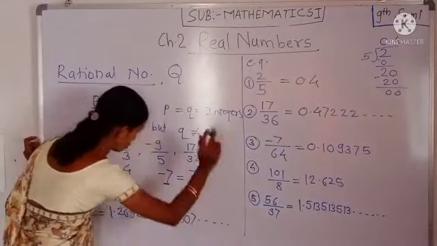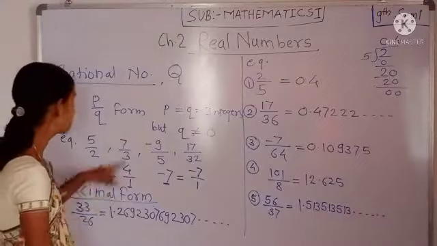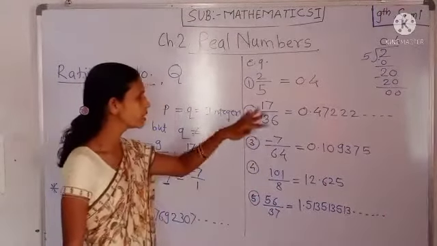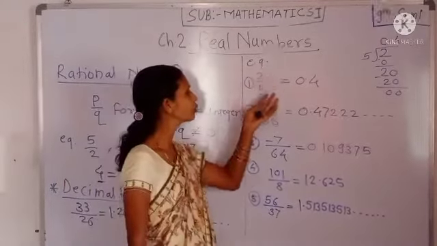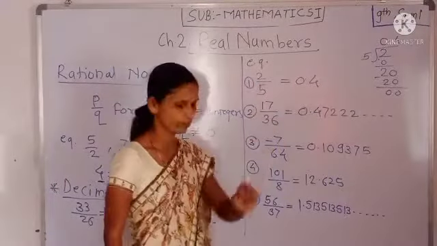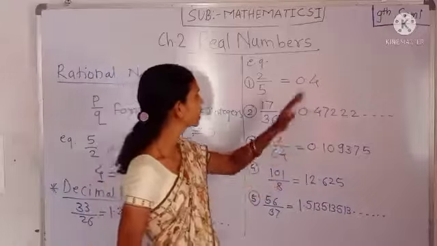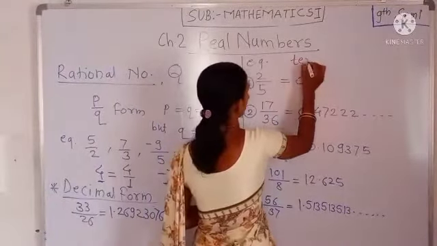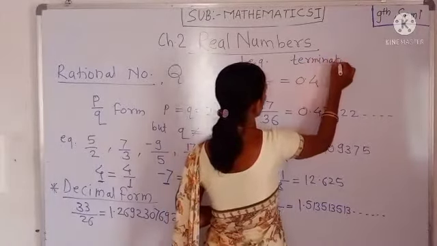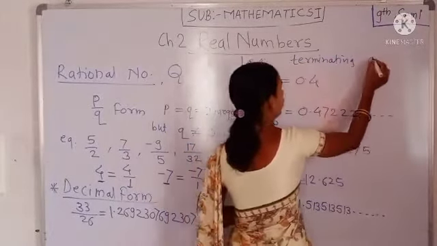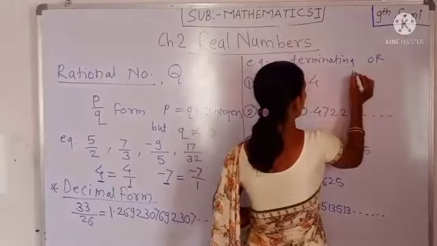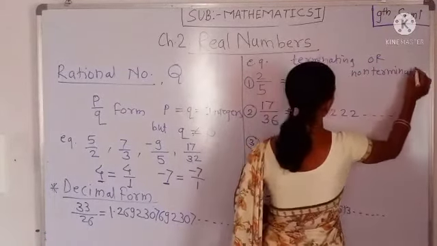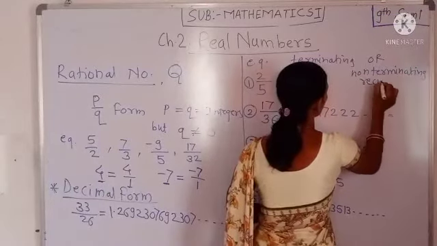692307 and so on. These are a few examples of rational numbers written in P upon Q form as well as in decimal form. That means we can classify those rational numbers into terminating or non-terminating recurring form.